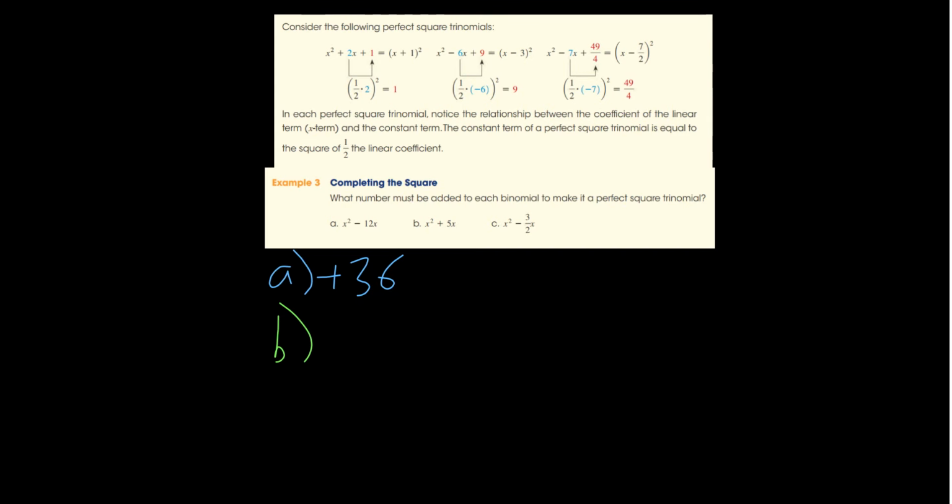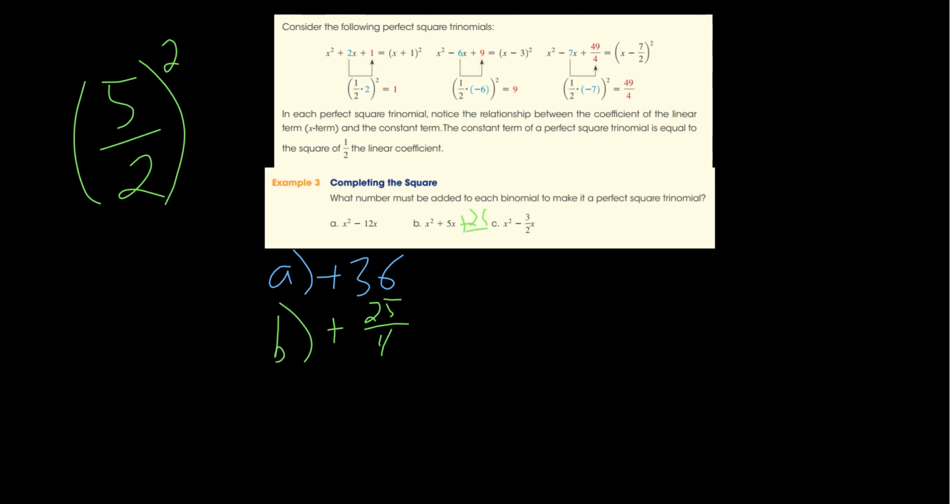So 5, well, what is half of 5? Well, that's 5 divided by 2, 5 halves. Don't put this in your calculator and say, oh, that's 2.5. All right, so 5 halves, and if we square 5 halves, what's 5 squared? That's 25. And this would also be a plus. 25 over, what's 2 squared? Well, that's 4. So 25 over 4. That's all we would add to this problem to complete the square.